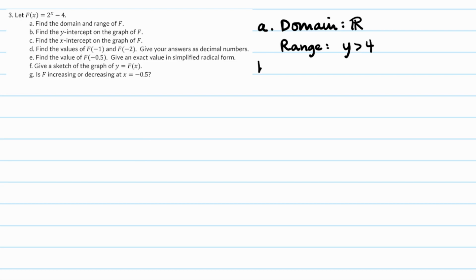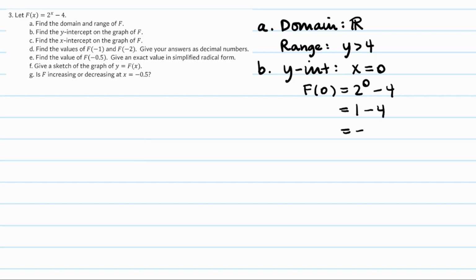All right, b, for the y-intercept, we let x equal 0. That's one of the big themes in this class. So f of 0 equals 2 to the 0 minus 4. Exponents come before subtraction, so 2 to the 0 is equal to 1, minus 4. That's going to be negative 3. Okay, I'm thinking maybe I'll shift over here to do the x-intercept.